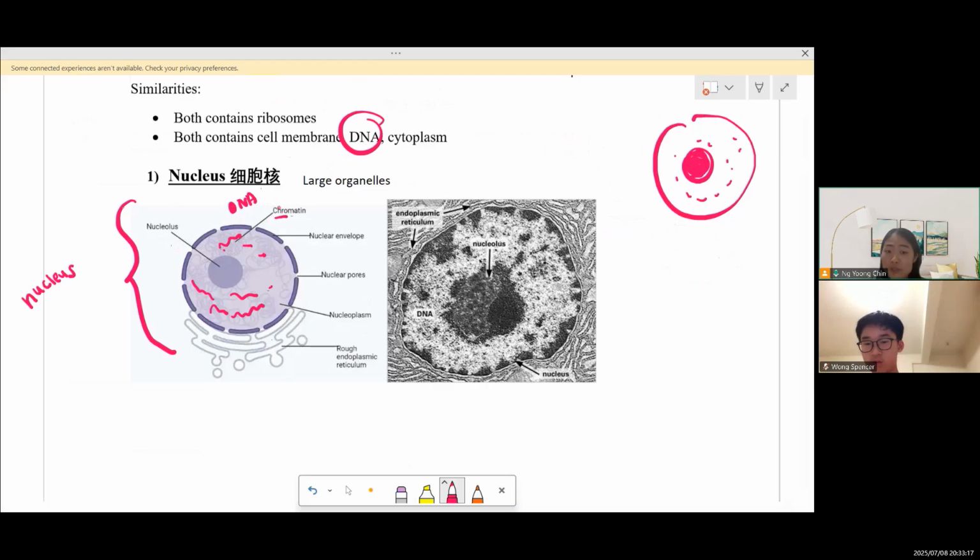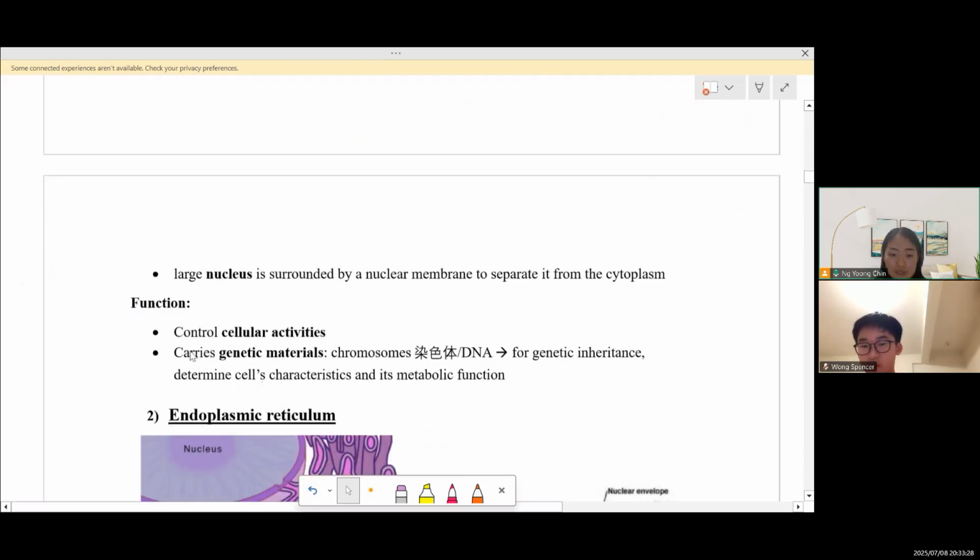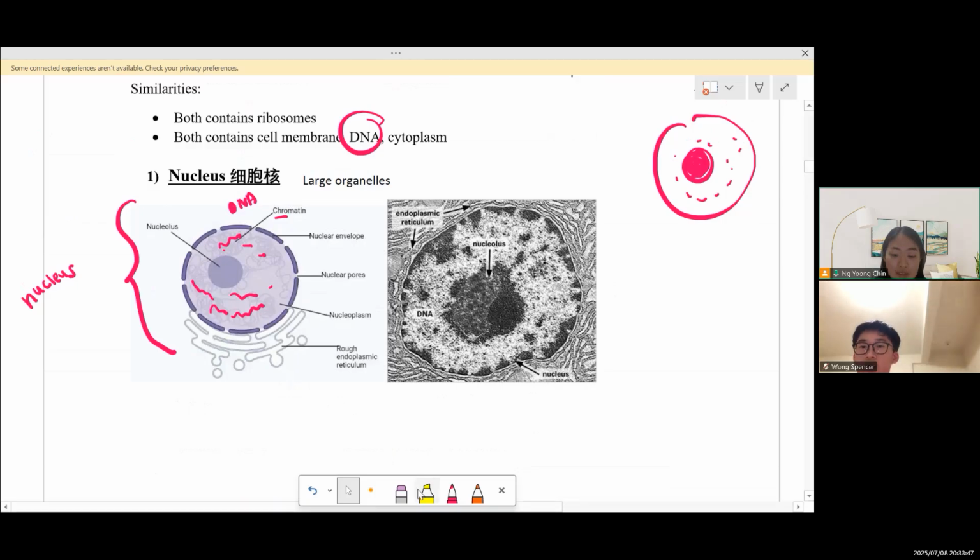So during your exam, you can write the answer: nucleus stores the DNA, or you can write nucleus stores the chromatin, which contains the genetic material. Just follow like this. They carry the genetic material, which is the chromosome or DNA, for genetic inheritance. So this is the function of the nucleus. You should remember it. They store the genetic material. So remember the very highly coiled threads found within the nucleus are actually the DNA. They store the genetic information, so they are very important.